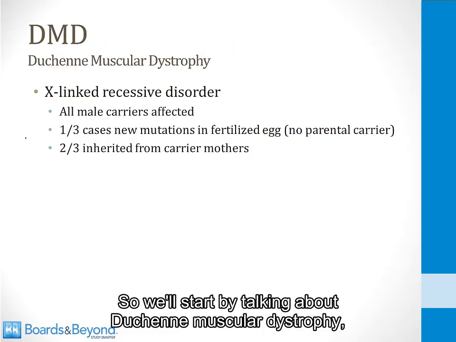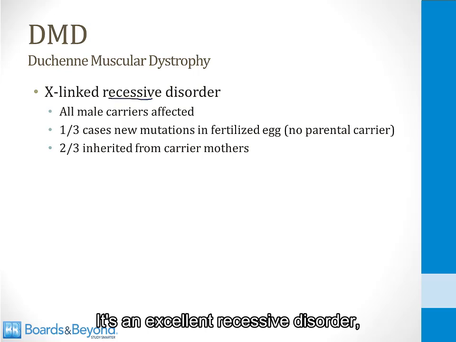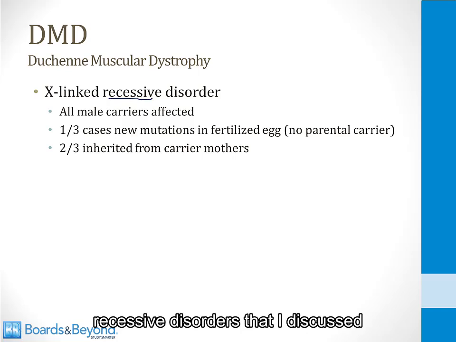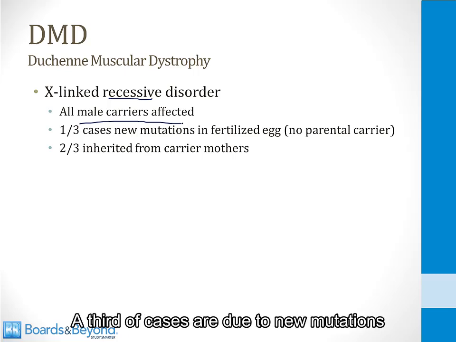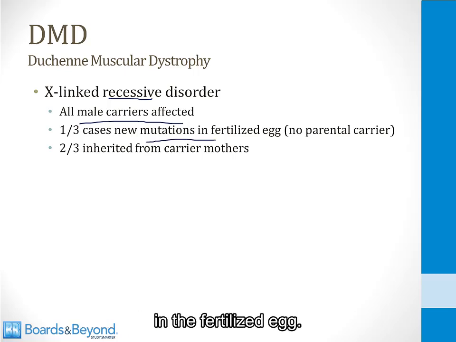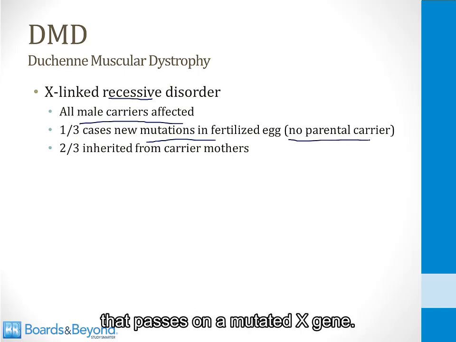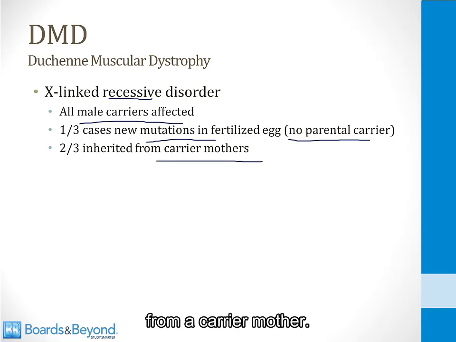So we'll start by talking about Duchenne muscular dystrophy, which is the most common form of muscular dystrophy. It's an X-linked recessive disorder, and it has all the usual features of X-linked recessive disorders that I discussed in the video on pedigree, so all male carriers are affected. A third of cases are due to new mutations in the fertilized egg. In other words, there is no parental carrier that passes on a mutated X gene. In 2/3 of cases, the X gene that is abnormal in the son is inherited from a carrier mother.